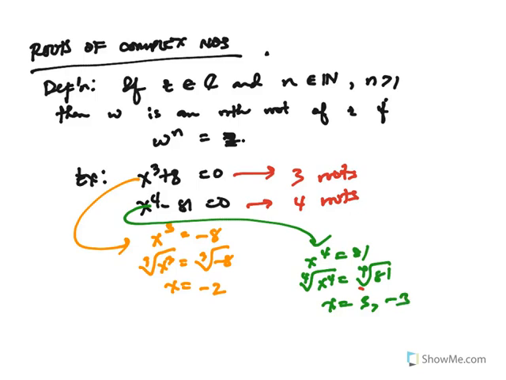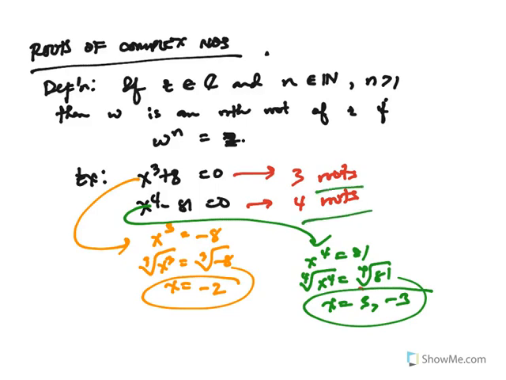Now, the question is, where did the other two roots go? For x cubed plus 8 equal to 0, you only have one root here, x equals negative 2, a real root. And for x to the fourth minus 81 equal to 0, you have 2 real roots. But we need 3 here, and 4 here. So we can think of the other roots as being complex, but it doesn't show in this solution.